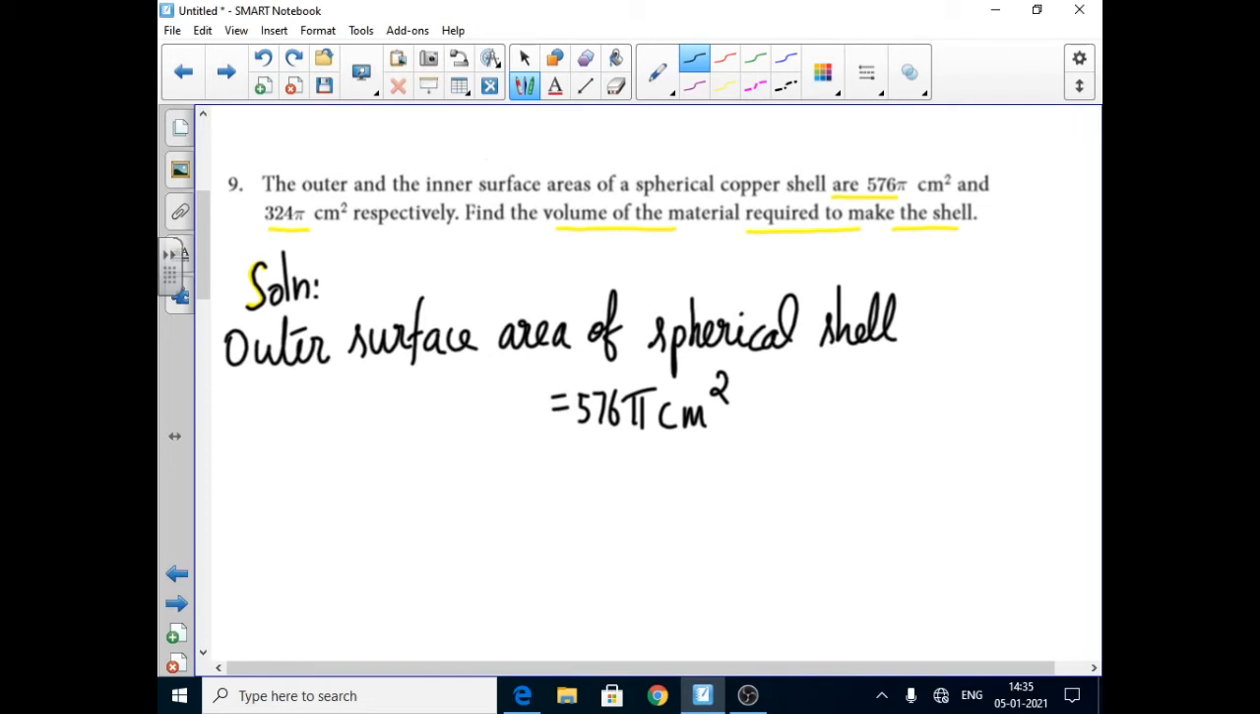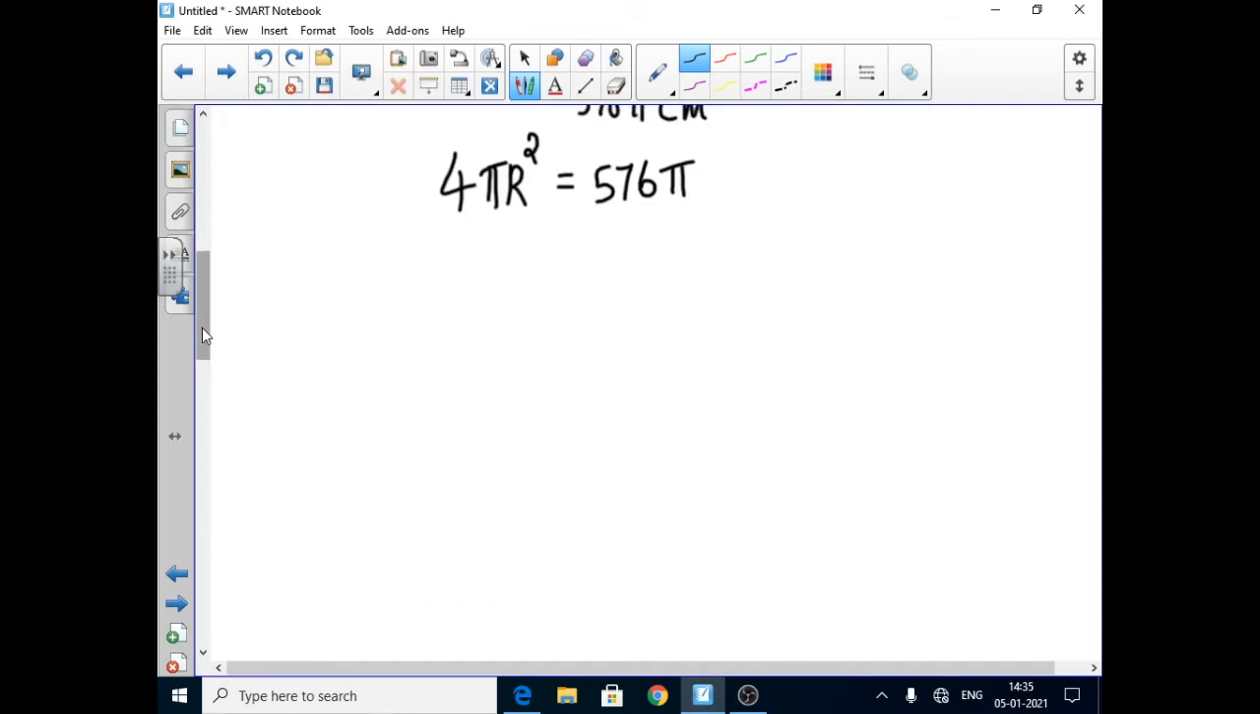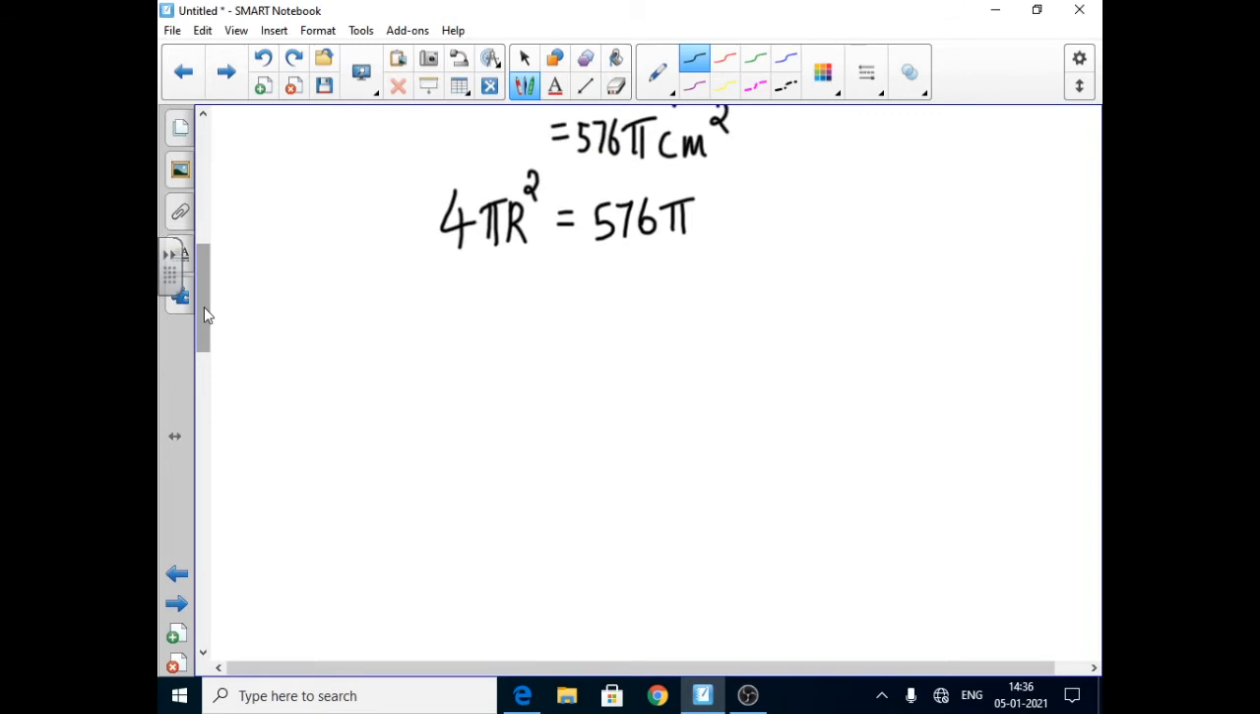The outer surface area formula of a sphere is 4 pi capital R square. We should use capital R. So 576 pi, here we should do the cancelling. Pi cancel. Next, 4 in the fourth table: 1 4 is 4, 1 4 is 4, 4 4s are 16, 4 4s are 16. Okay, so R square is equal to 144. So R is equal to square root of 144, that is 12 centimeter.